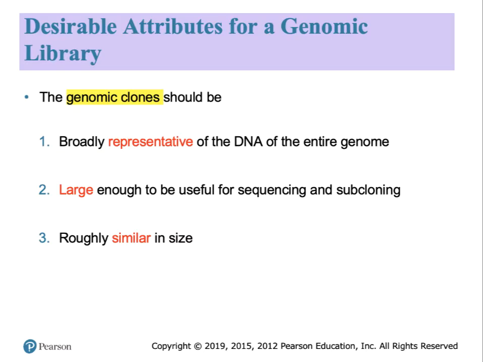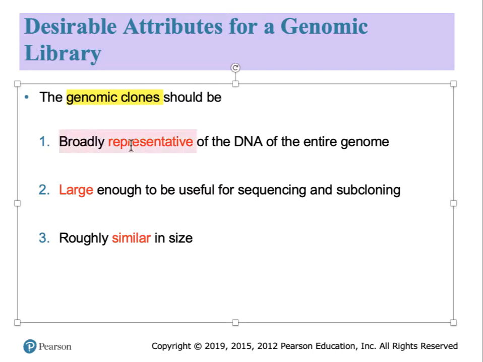What distinguishes a decent genomic library from a bad one is represented here. So a good library will have a broadly representative sample of the DNA from the entire genome. It'll be large enough to be useful for sequencing and subcloning. And the inserts should be roughly of similar size, so they can be utilized in similar protocols.